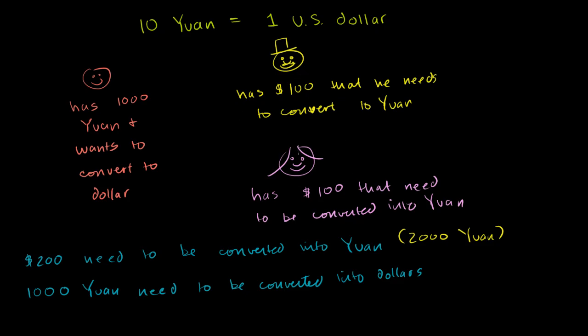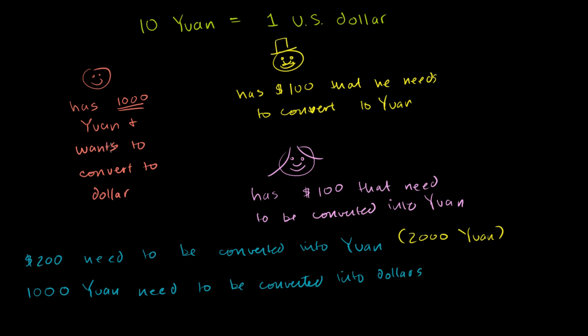Now, will these two people be able to convert their money into 2,000 yuan? Remember, what I said is this is the entire market, and it's a huge simplification. But there is this imbalance here: more dollars into yuan than yuan into dollars. They won't be able to convert into 2,000 yuan because there's only 1,000 yuan that wants to be traded.